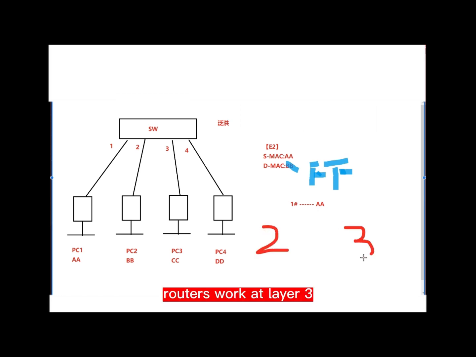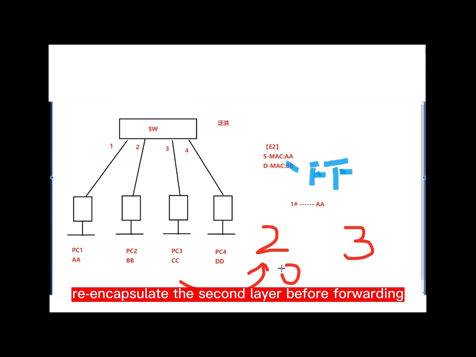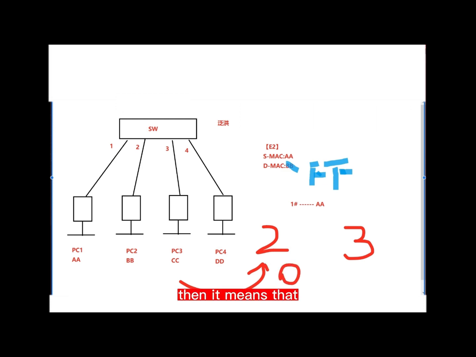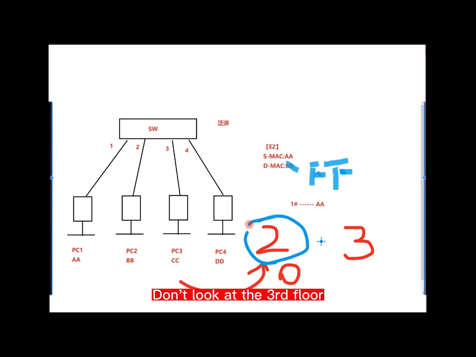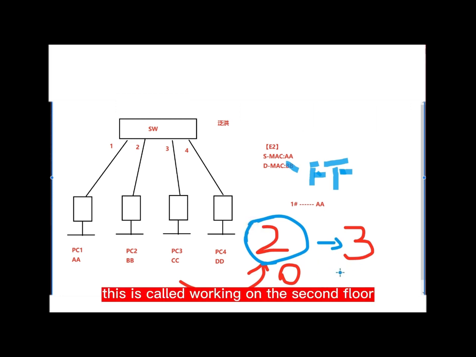Routers work at layer 3. After a router receives data, it decapsulates the message. To which level? If it decapsulates the second layer, reads the lookup table, and re-encapsulates the second layer before forwarding, it means that in the whole process you only look at the content of the second layer and don't look at the third layer. This is called working on the second layer.